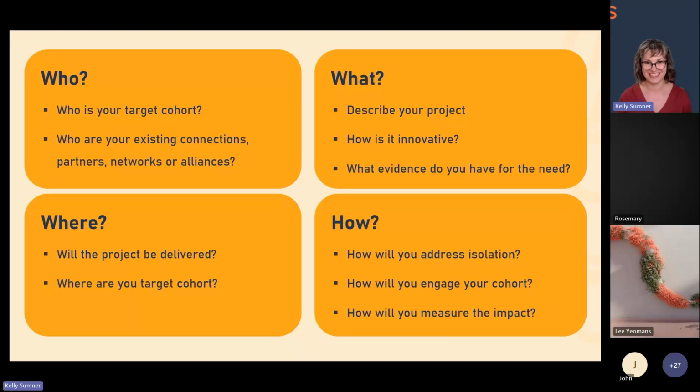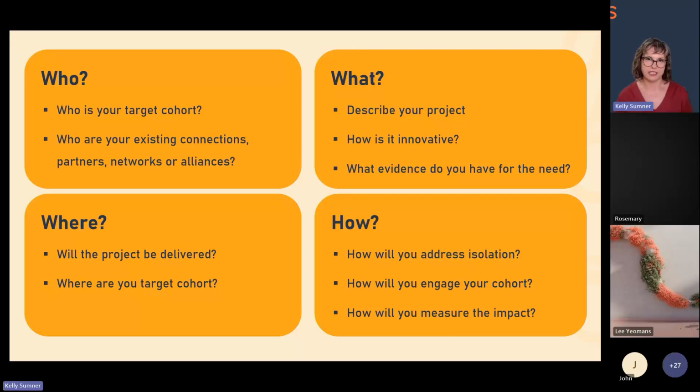You need to have a really clear idea of what your project is. Obviously, if you're going for the Community Innovations Fund grant, you need to be clear about how it is innovative, what it is doing that is new. And whether you're going for a Community Innovations Fund grant or something else entirely, you want to have evidence to show that what you're suggesting is needed within your community. You need to show that the target cohort in your area, in the area where you plan on delivering your project, is in need of the sort of thing that your project offers.